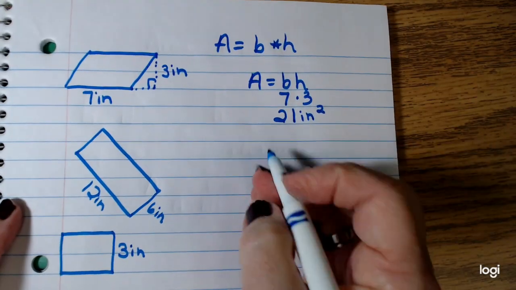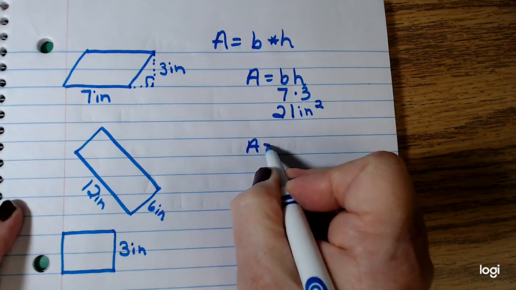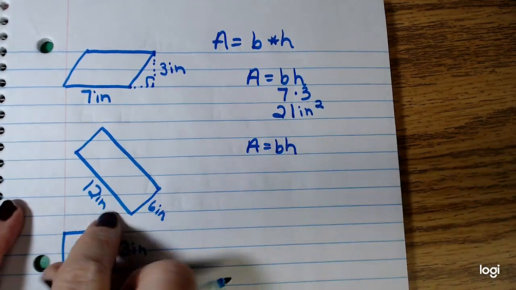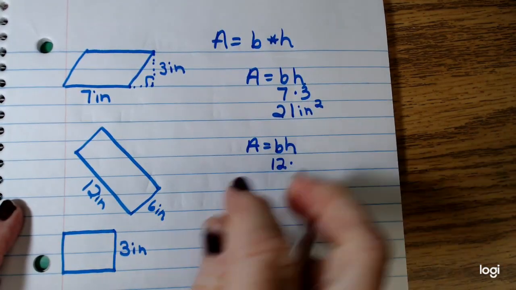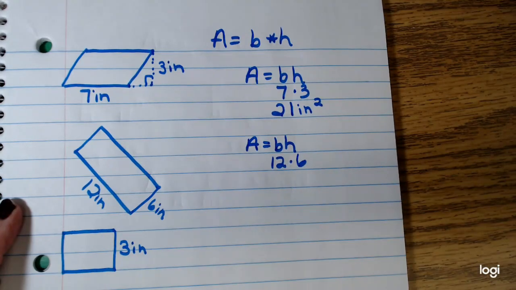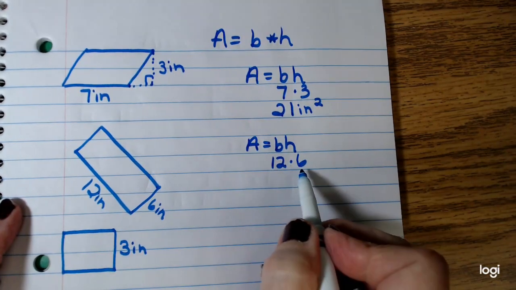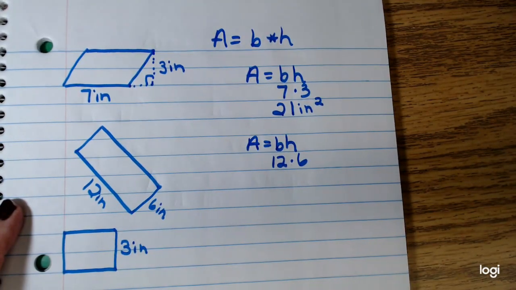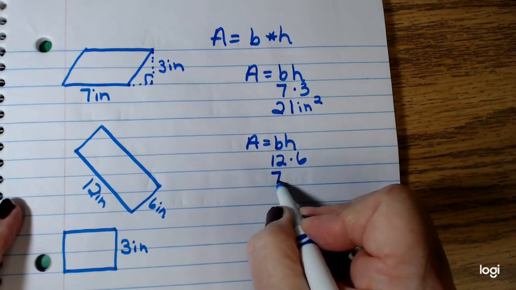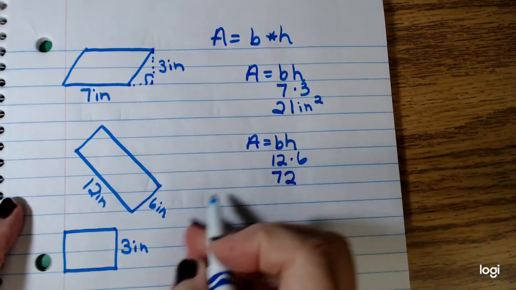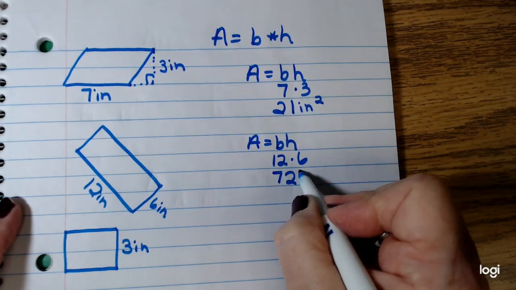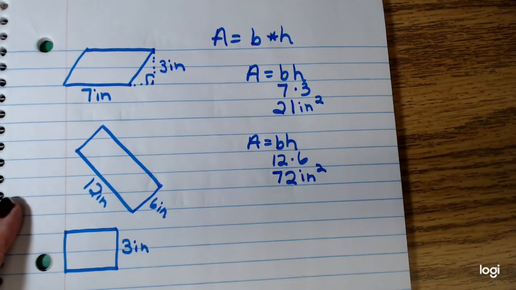So my rectangle here, once again, the formula is area equals base times height. My base is 12. My height is 6, so then I have to multiply 12 times 6. Some of you know this already. So I have here the answer, 72. My label is inches squared.